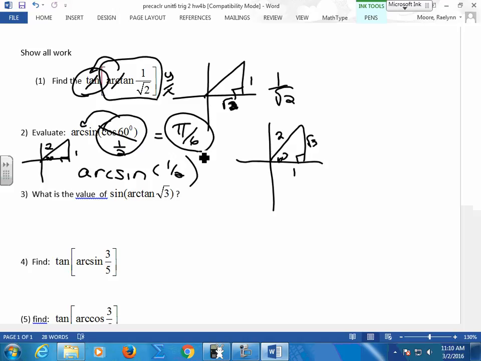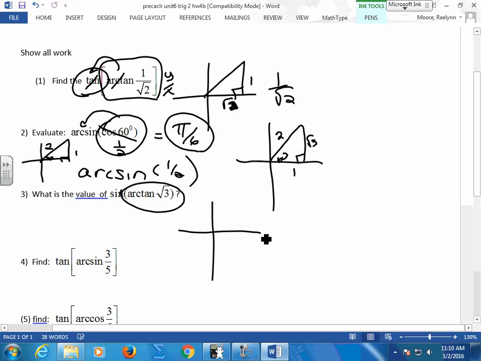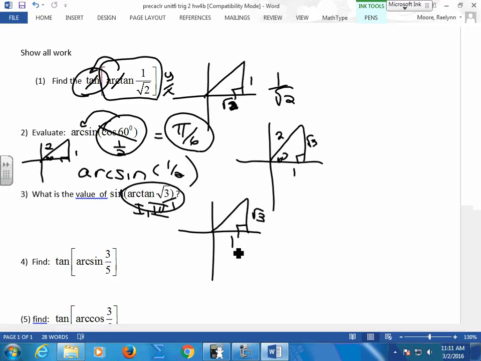Arctan. Arc means special, right? Restricted angle. So where is tangent restricted to? What quadrants? 1 and 4. And where is it positive? Out of 1 and 4, where is it positive? 1. Everybody's positive in 1. So I say tangent is y over x. Do I know the missing side? 2.